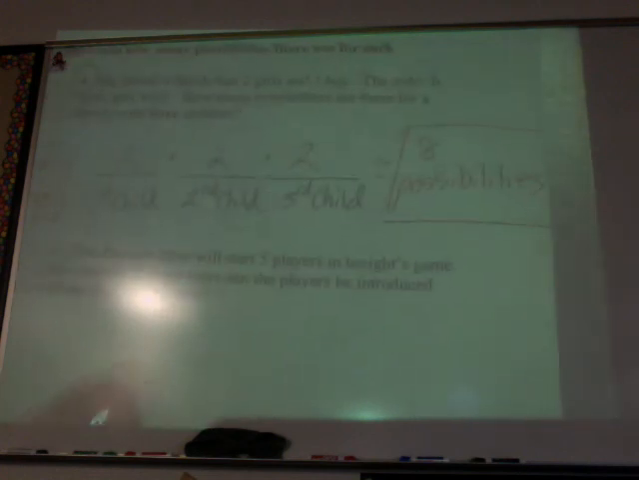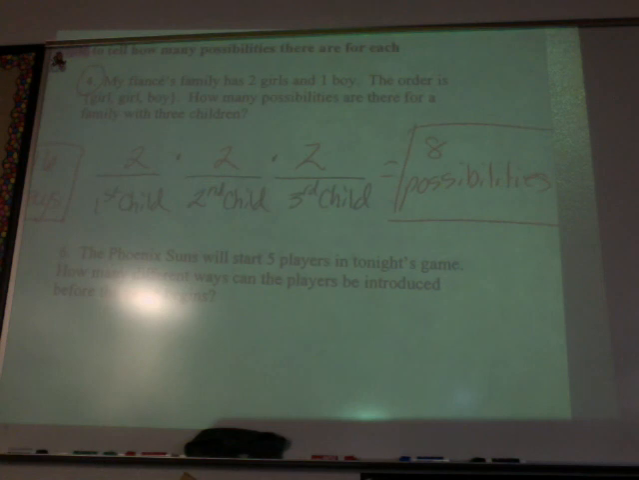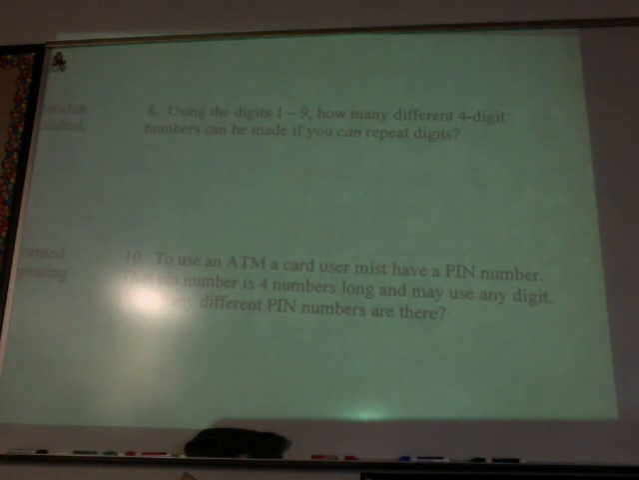So 8 possibilities. All right, so then flip to number 8. This time it says using the digits 1 through 9, so we don't get to use 0. How many different 4-digit numbers can be made if you can repeat digits? There's a difference between repeating and not repeating digits.